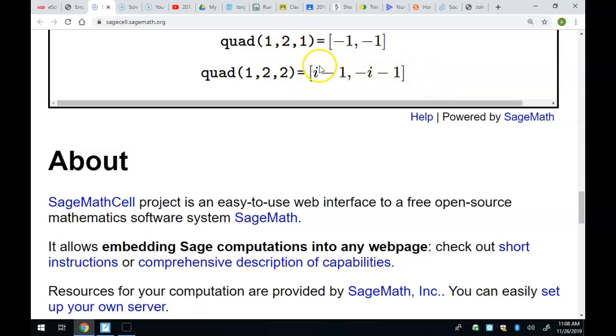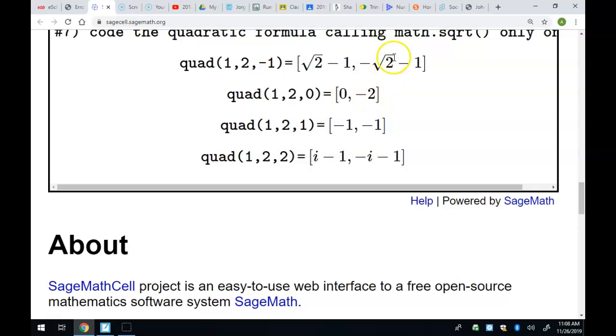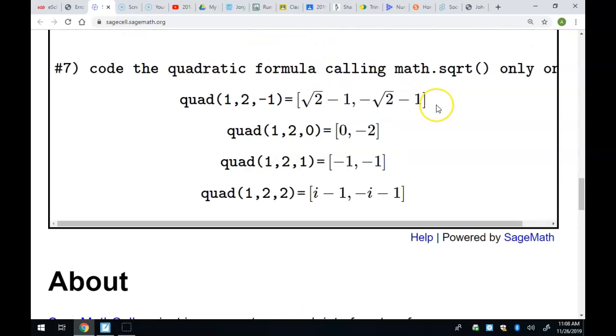But if you did this in straight Python, in IDLE, or in Trinket, I think it'll give you some kind of an exception. It doesn't know how to do complex numbers, right? But it can do these. It'll give you a decimal. Negative 1 plus 1.4 something is 0.4. Negative 1 minus 1.4 something is negative 2.4 something. The square root of 2 is 1.414 something, right? All right, so there you go. Perfect. That's 7.